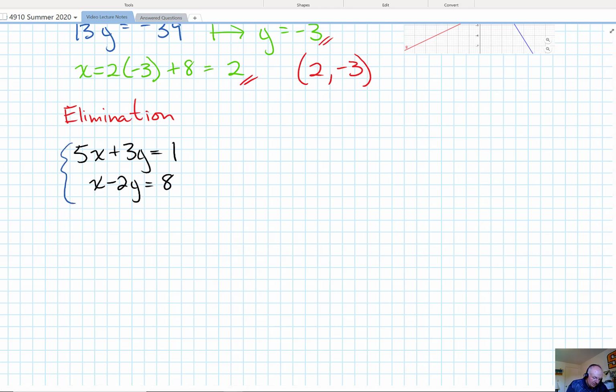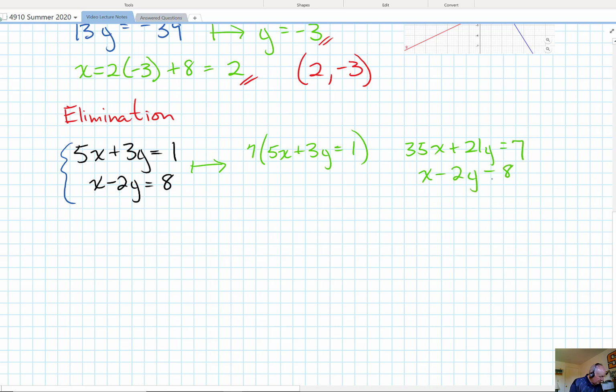The first thing you could do is take and multiply one or both of the equations by a constant. It can be a different constant. So for instance, I could multiply this top one, I don't know why I'd ever do it, but I could multiply this by 7. I'm kind of abusing the notation here. We'll just multiply everything by 7 to give us 35x plus 21y equals 7. And then if I pair that with the other equation, I don't change the solutions.